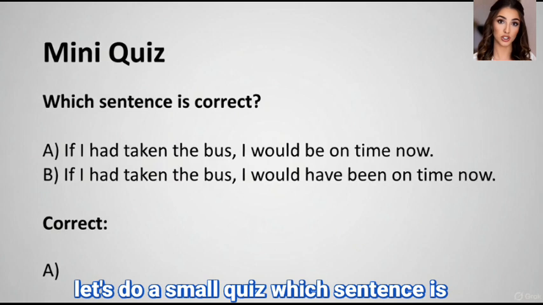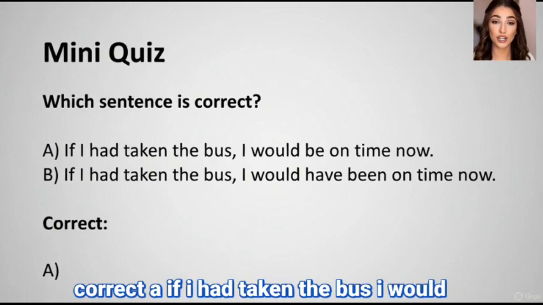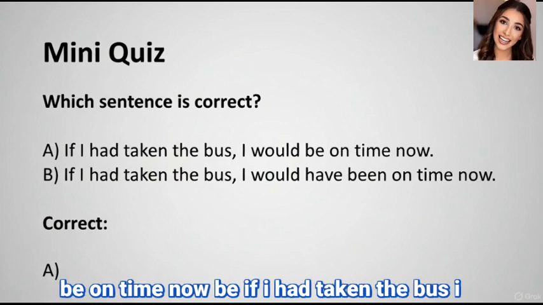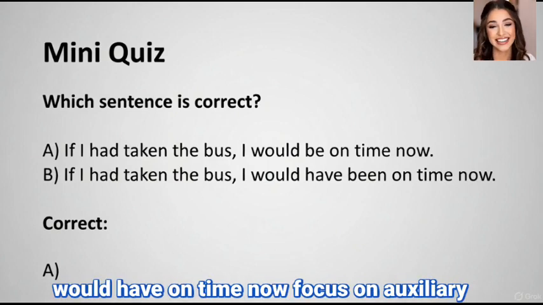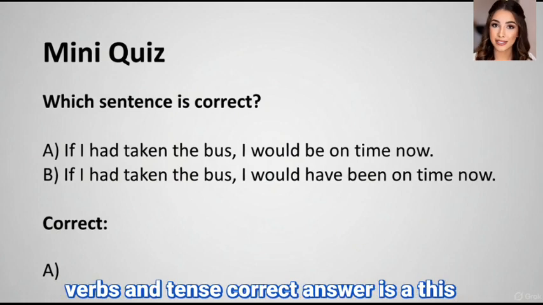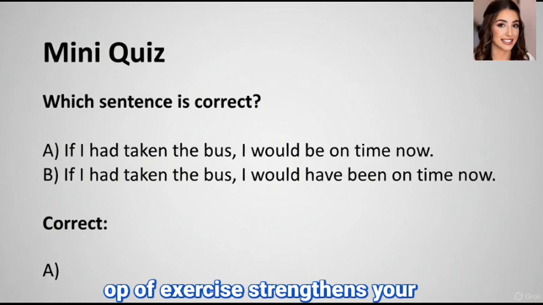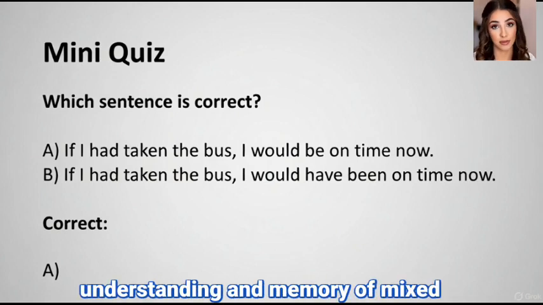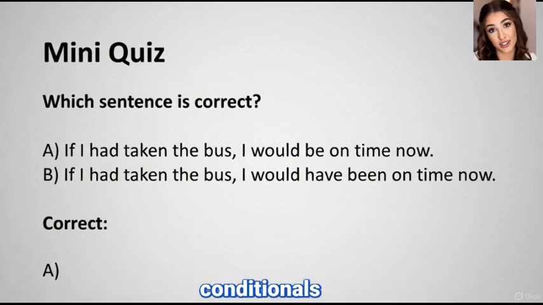Let's do a small quiz. Which sentence is correct? A. If I had taken the bus, I would be on time now. B. If I had taken the bus, I would have on time now. Focus on auxiliary verbs and tense. Correct answer is A. This type of exercise strengthens your understanding and memory of mixed conditionals.